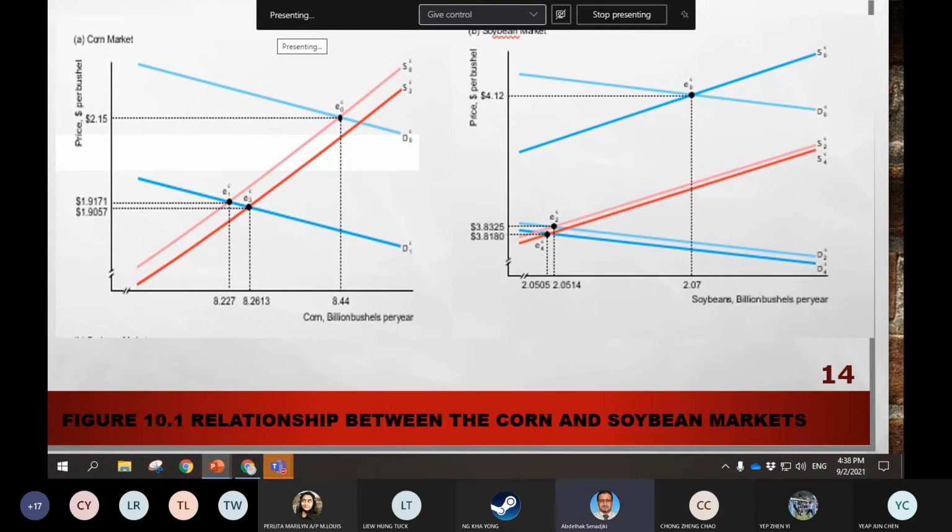So here, follow with me, because maybe the graph is not clear. So here D0 with S0 here at E0 equilibrium at 0. This is the supply and this is the demand. This is the equilibrium. So the equilibrium is at price of corn at 2.15 and the quantity at 8.44.